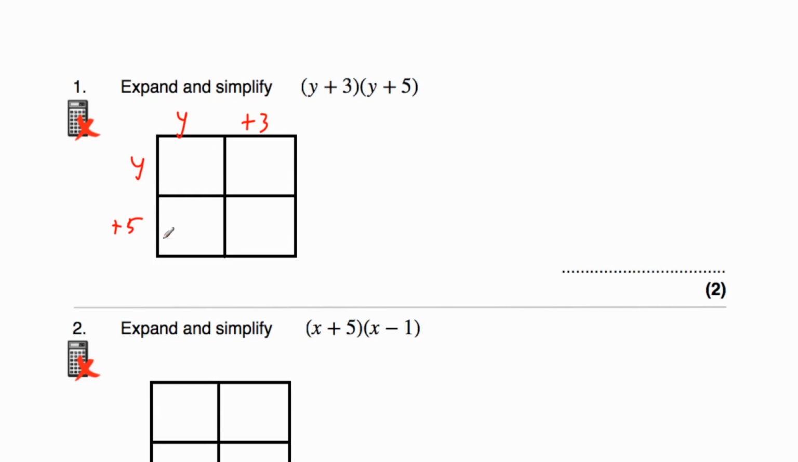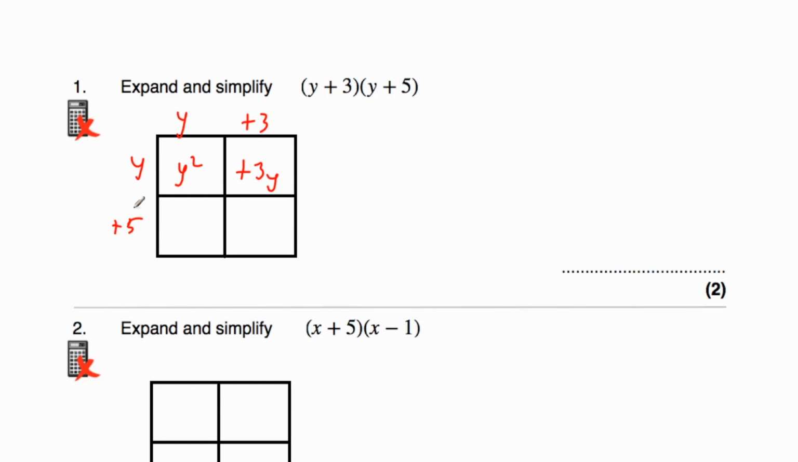And I'm keeping the pluses in because it's quite useful, particularly later whenever we're dealing with negatives and so on, to make sure that we get the right term for our answer, whether it's positive or negative. So y times y is y squared. So we write that inside our box here. Now our next box here, we've got y times positive 3. Well, y times positive 3 would be positive 3y, or plus 3y. So let's write that down, plus 3y.